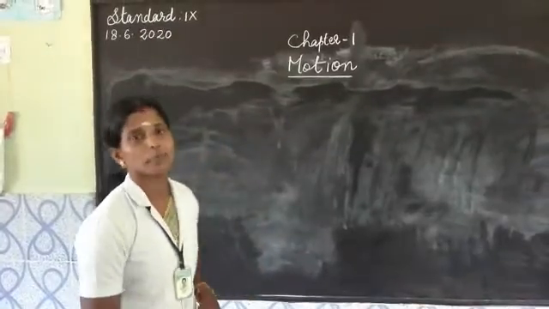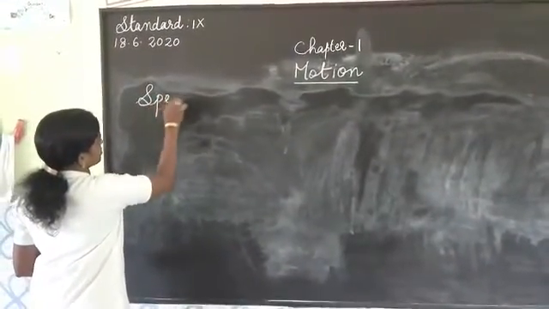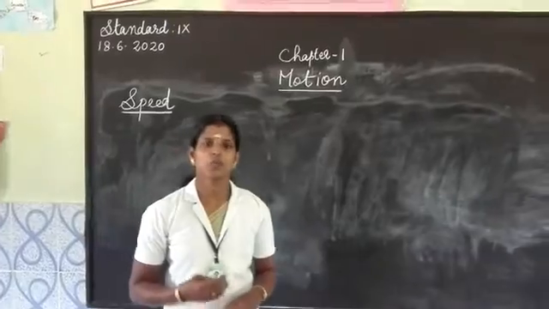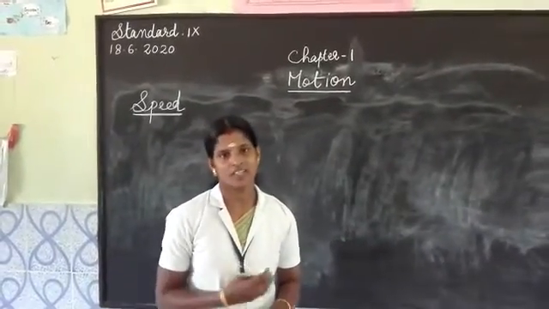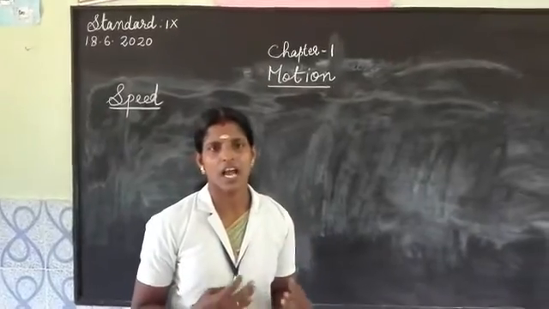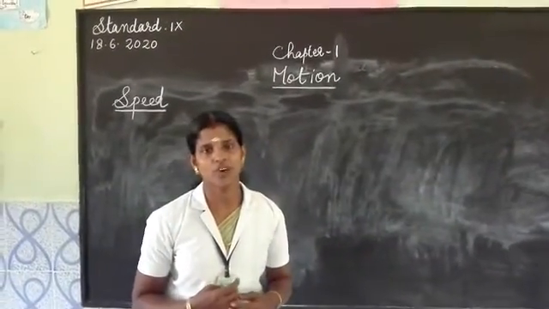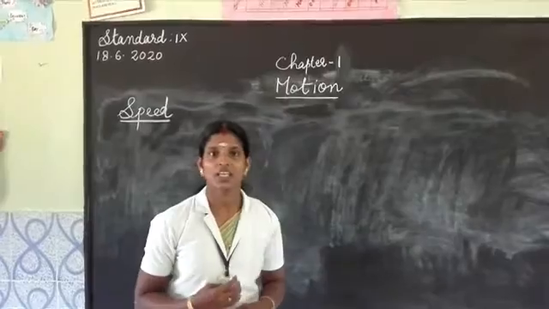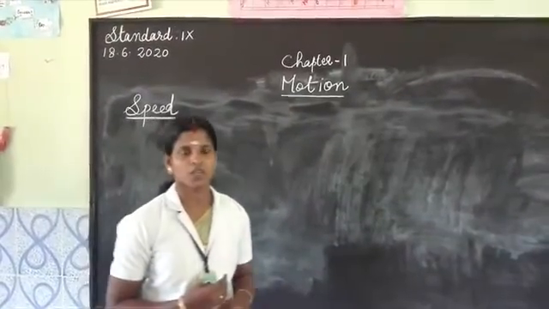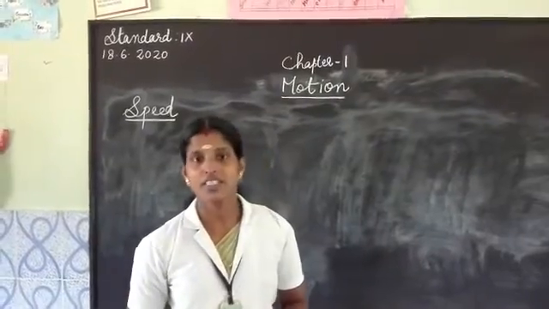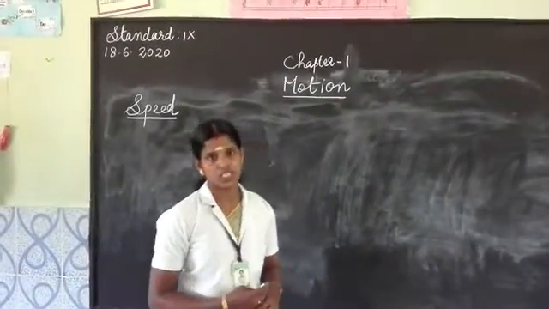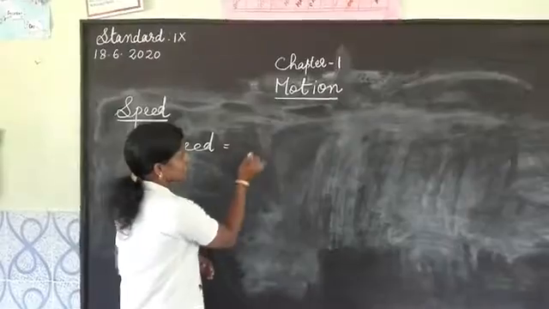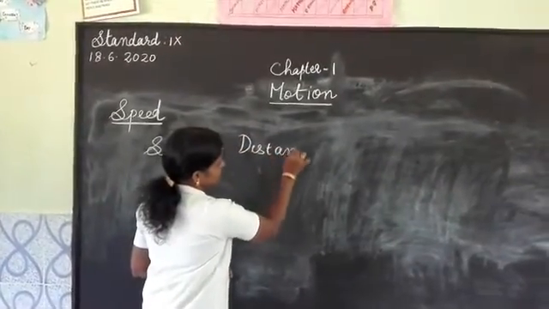Our next topic is about speed. When we look at our surroundings, we can understand some objects are moving slowly and some are moving fast. But how can we say accurately whether the object is moving slowly or fast? This rate of motion of an object can be explained by checking its speed. Speed is the distance travelled by an object in unit time. We get an equation for finding speed: speed is equal to distance by time.